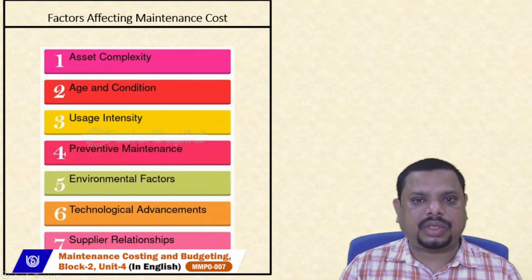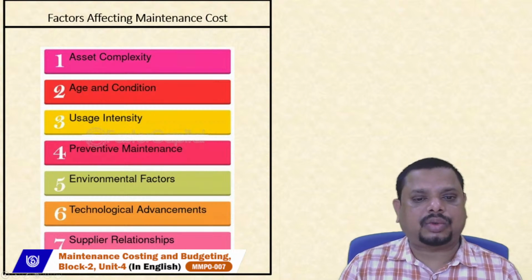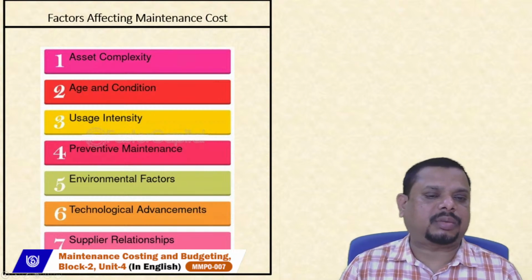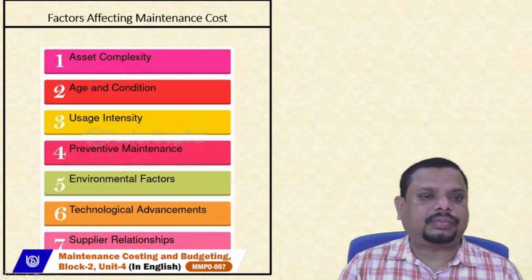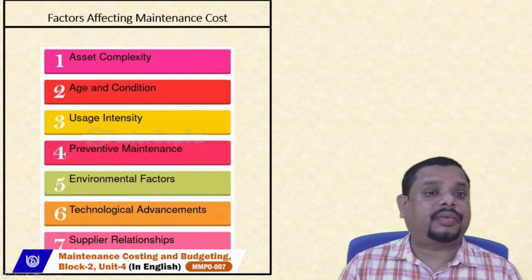So in case of technological advances, you have to upgrade the machine so that less amount of maintenance cost should be involved. The next one is supply relations. So to establish better industrial relation with the supplier so that their supply should be in a frequent manner, so that you can avoid or reduce the maintenance cost in every aspect. So these are the factors which basically affect the maintenance cost.